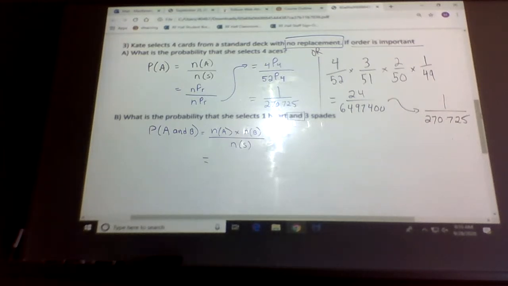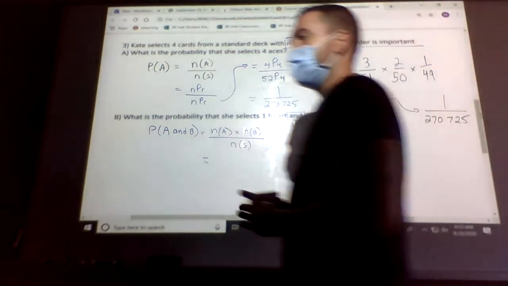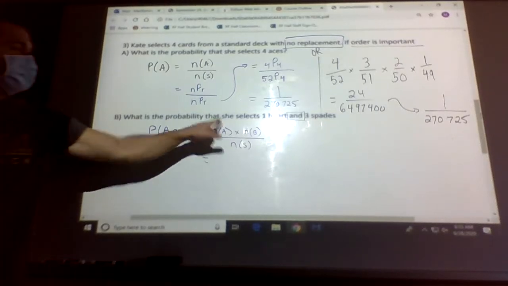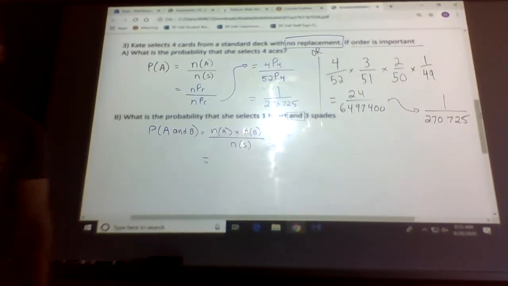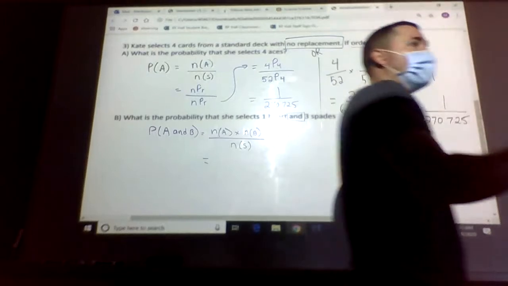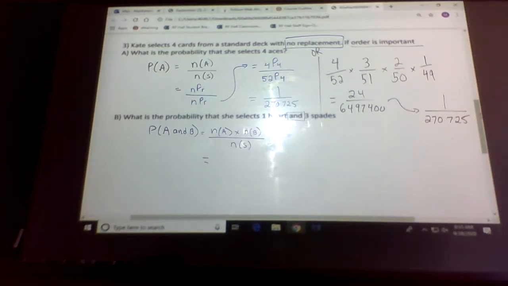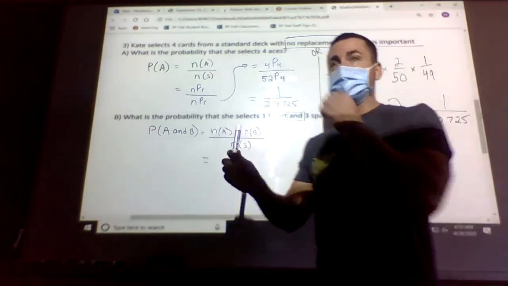Not just 1. How many hearts are there? 13. Okay, so it's 13 out of 52. But that's probability. We're looking at the number of ways, the number of ways you can just pick hearts. Now rewind. No probability. 1 out of 13, those are probabilities, right? We're looking at just the number of ways.